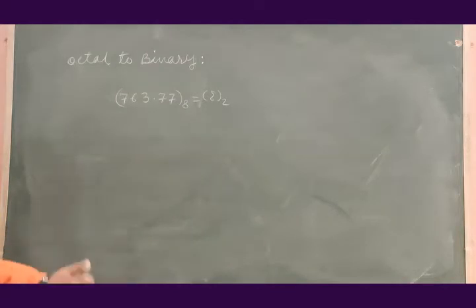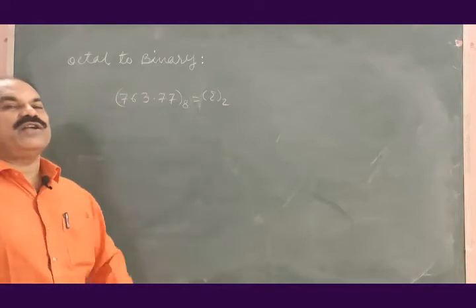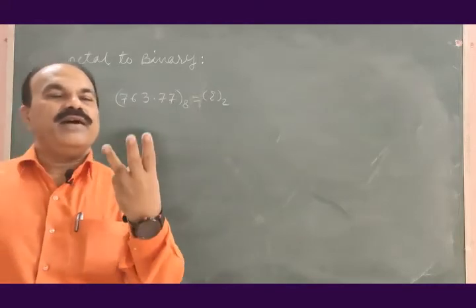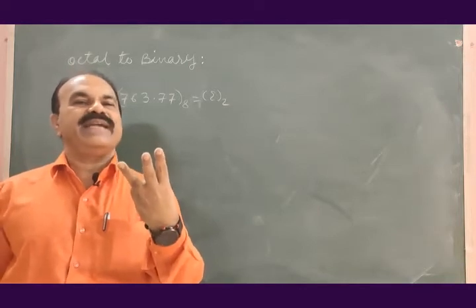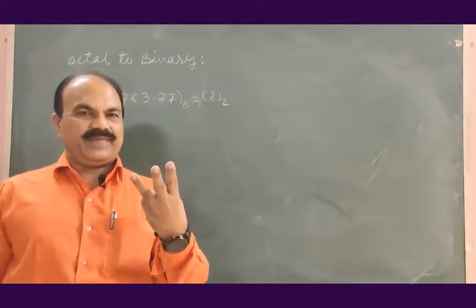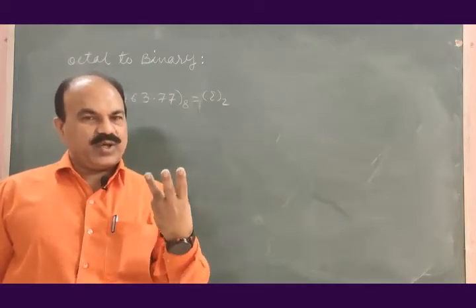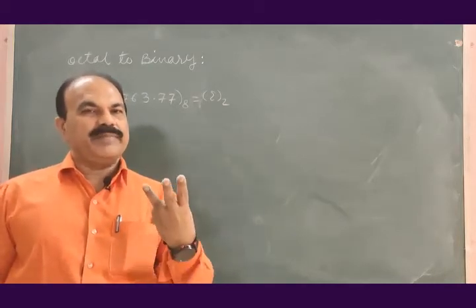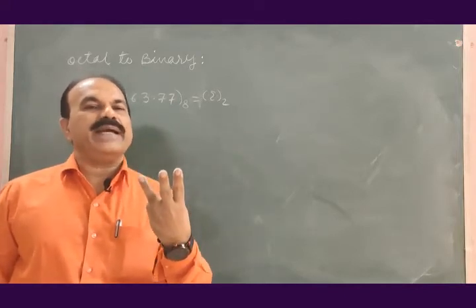Very simple. Convert every digit of the given octal number into a group of 3 bits of its binary equivalent. Convert each digit of the given octal number by a group of 3 bits of binary.